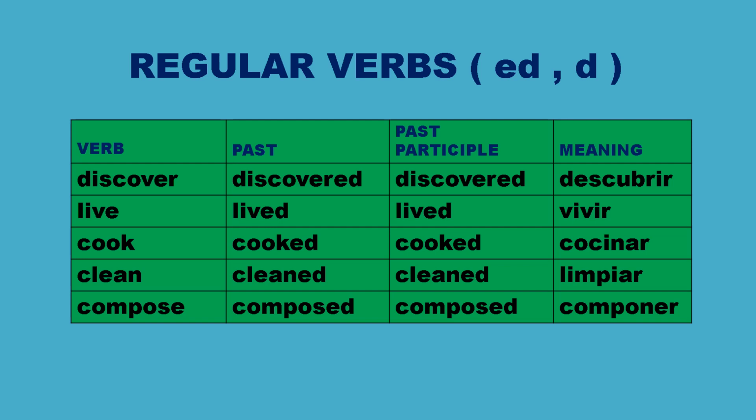Did you check the ending ED and the D? When do we have to use only the D? When the verb ends with E. Pay attention in live, you have to add only the D. Or in compose, you have to add only the D. But in the other verbs, you have to complete with ED in the past tenses. All right? Don't forget the meanings. Very good, children.